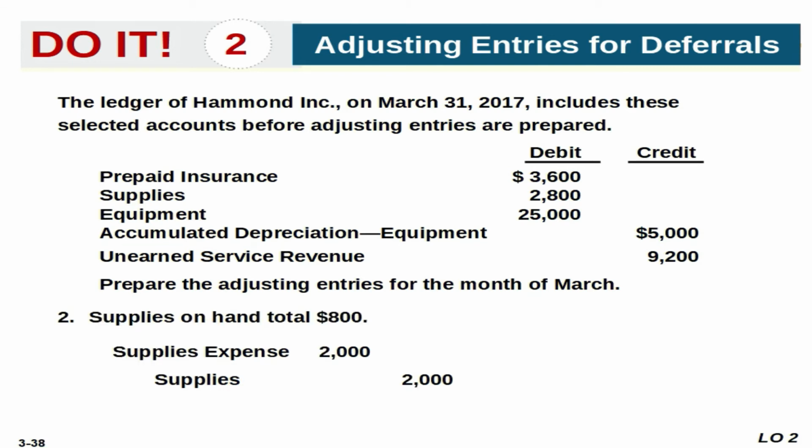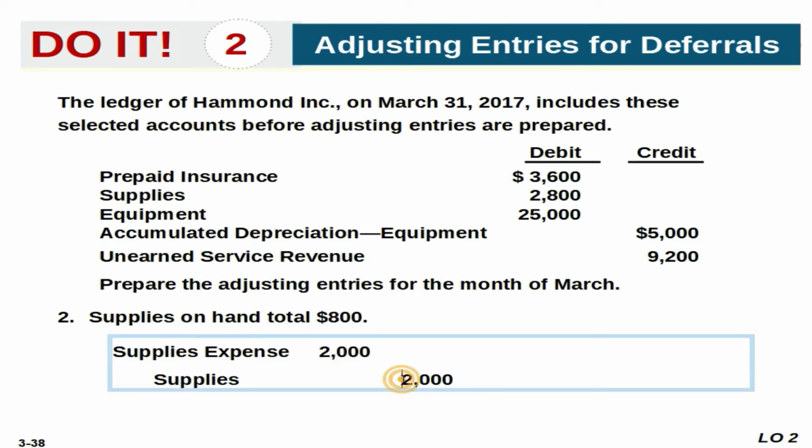And then here, supplies on hand total 800. That's the second thing that we have to deal with. Here, we should know the journal entry at this point because we covered it in a previous video. Supplies expense is debited, and supplies is credited. What people get confused on is the number that you should use. Should you use 2,800, 800? No. When it says on hand, that's what you have left. So at the beginning you had 2,800. At the end you have 800. The difference is 2,000, and that's what you used up during the month. So that should be your number listed here. 2,000, and that's it.